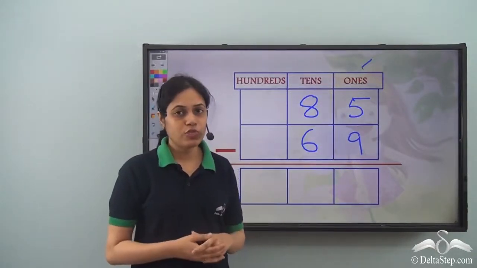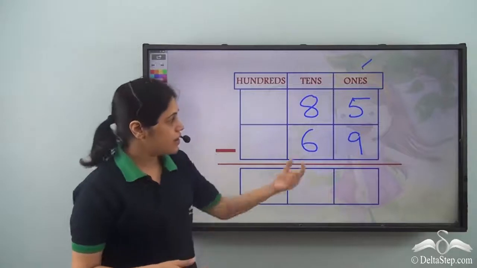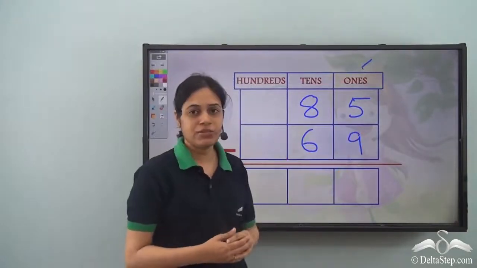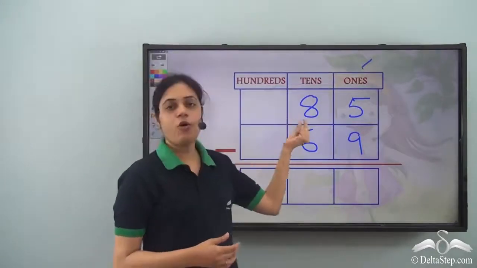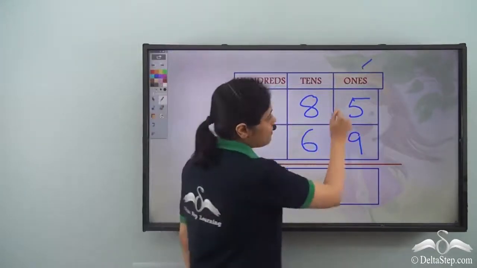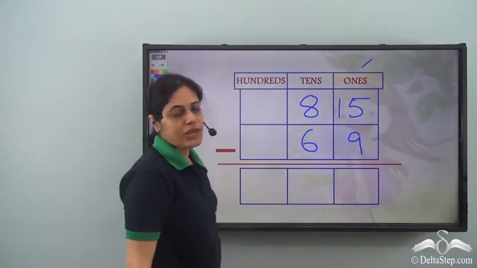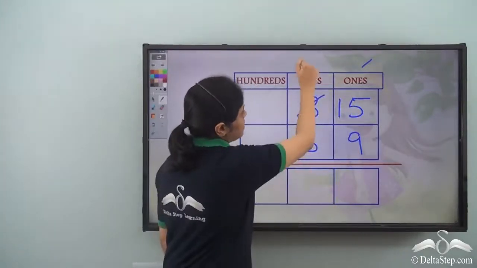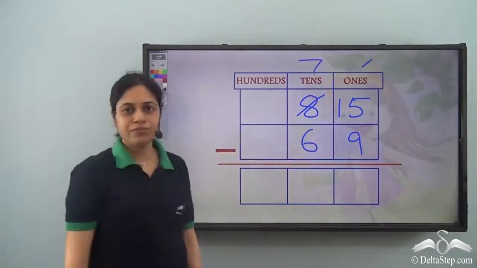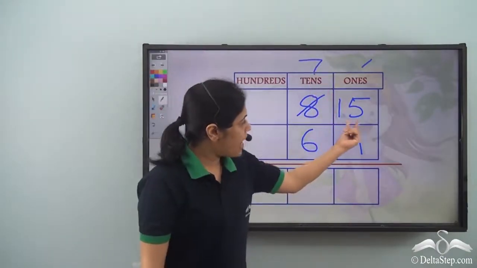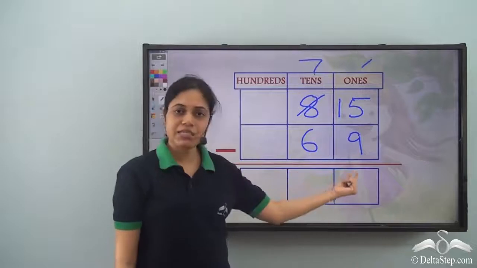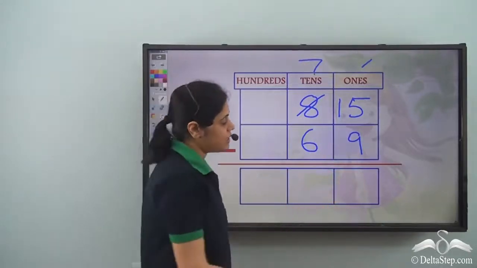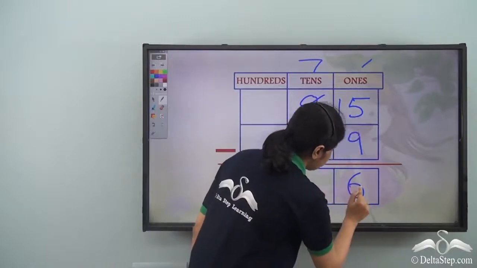So do you know what we do? You know that 5 needs to borrow 1 from 8. So 5 will borrow 1 from 8 and become 15. And since 5 has taken 1 from 8, 8 will become 7. So now I have 15 minus 9. What is 15 minus 9? 15 minus 9 is 6.